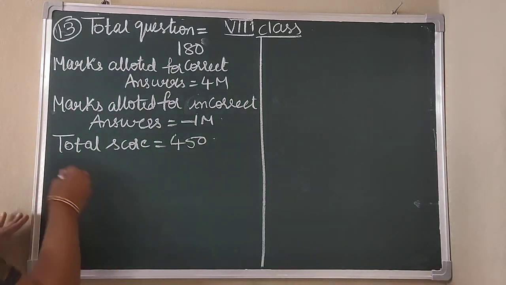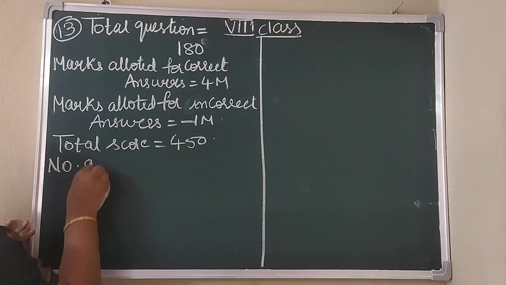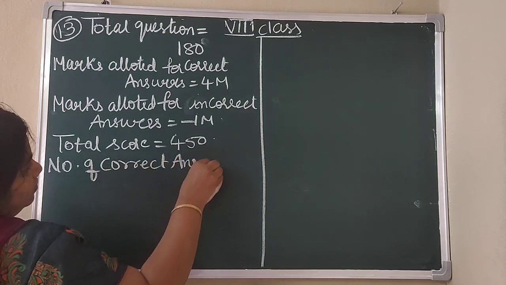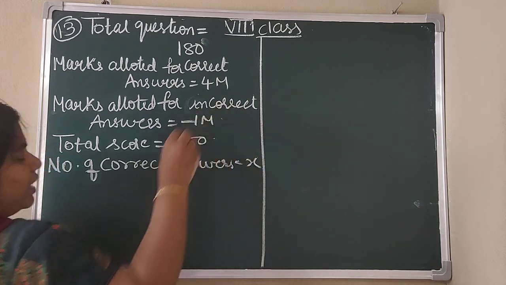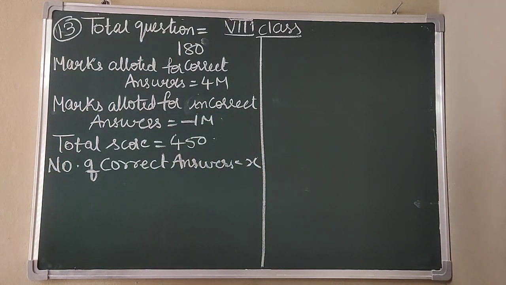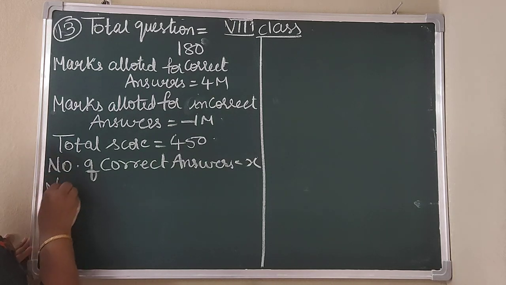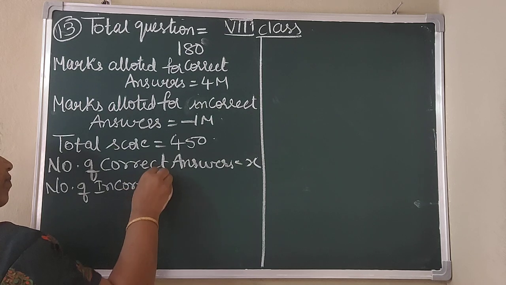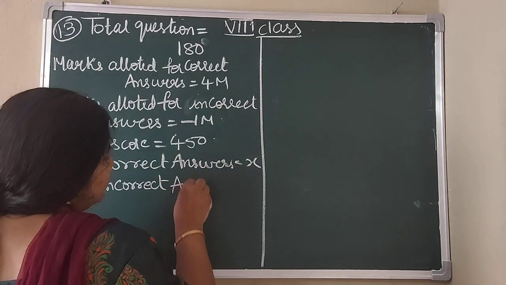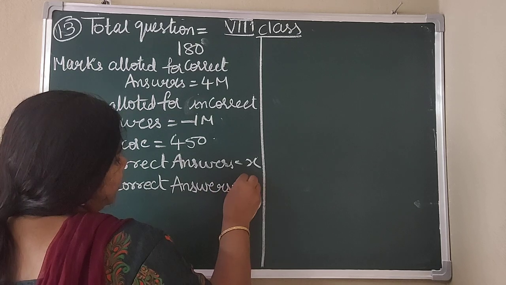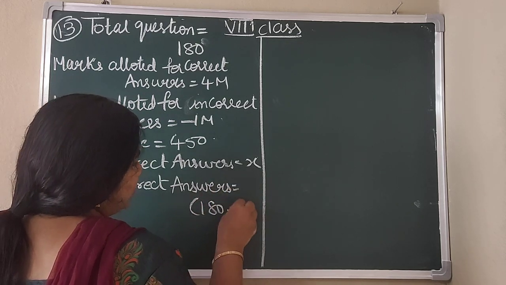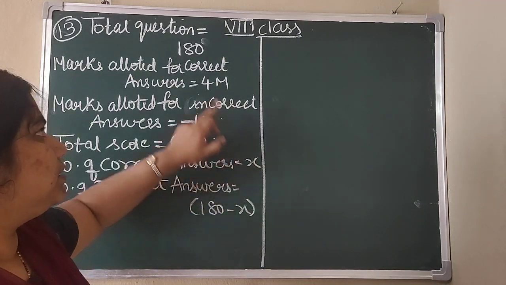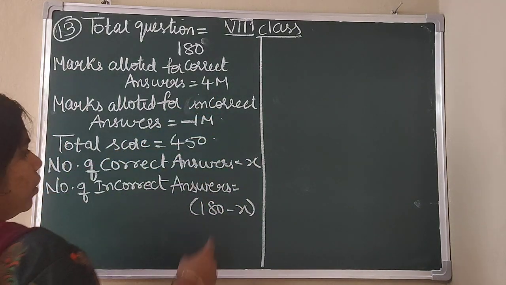So number of correct answers I am taking as x, and number of incorrect answers I am taking in the form of 180 minus x. For x correct answers, how many marks will they get? That will be equal to 4x.